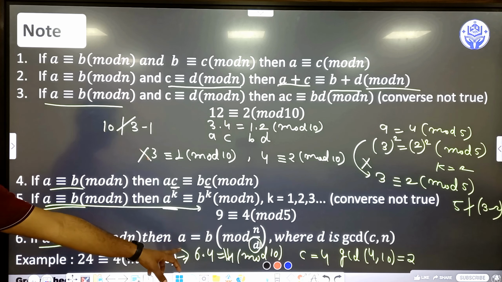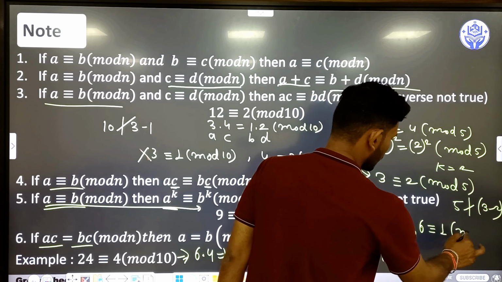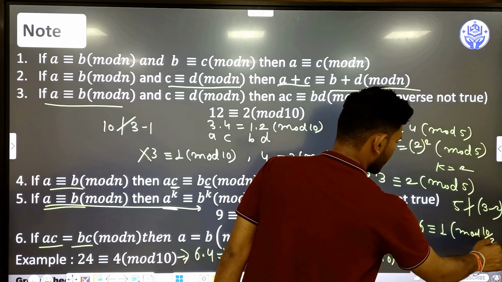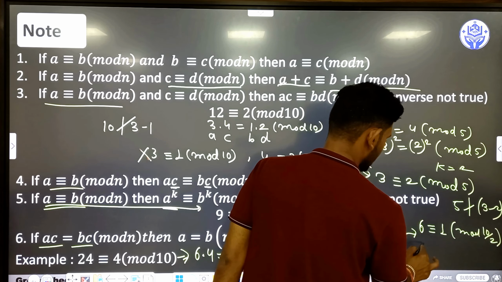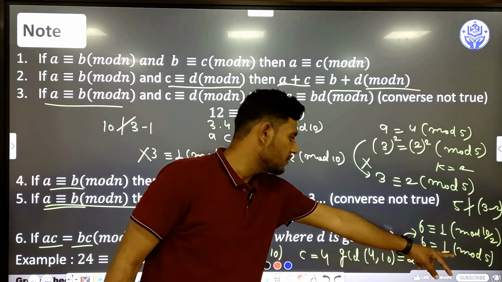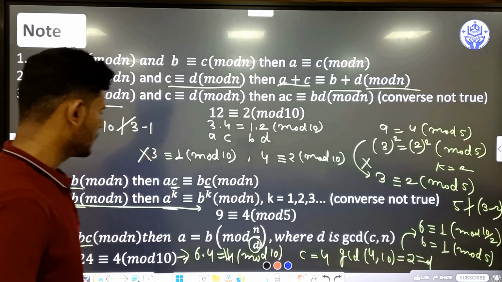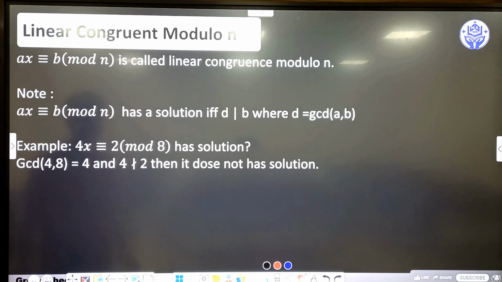Then I can write like this: 6 is equivalent to 1 mod 10 divided by 2. It means A is 6 equivalent to B, which is 1, mod 10 divided by 2, that is my D. So 6 is equal to 1 mod 5. Is it a congruent modulo? You can check. 6 minus 1 is 5, and of course 5 is dividing 6 minus 1. So this is how we can check the congruent modulo.